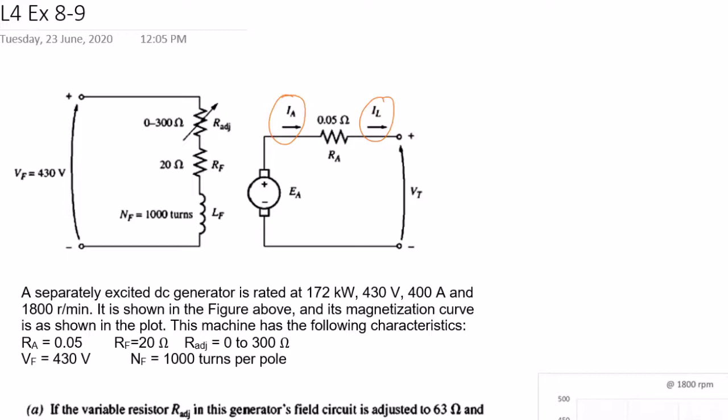This machine has the following characteristics: armature resistance equal to 0.05 ohms, RF or the field resistance is 220 ohms, adjustable R is 0 to 300 ohms, and remember this adjustable R is in series with RF. And then VF or the field voltage is equal to 430 volts, and the number of turns in the field winding is 1000 turns per pole.